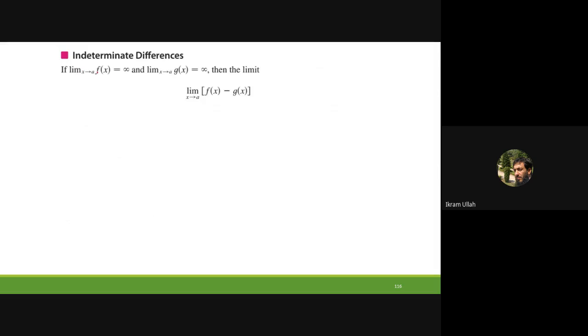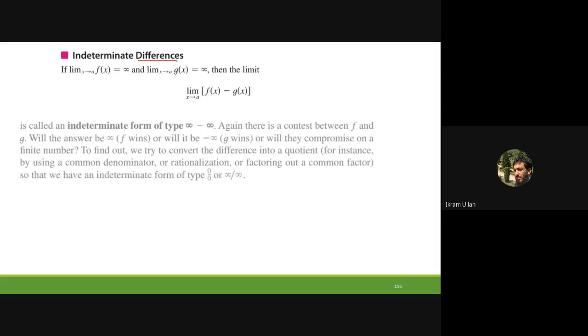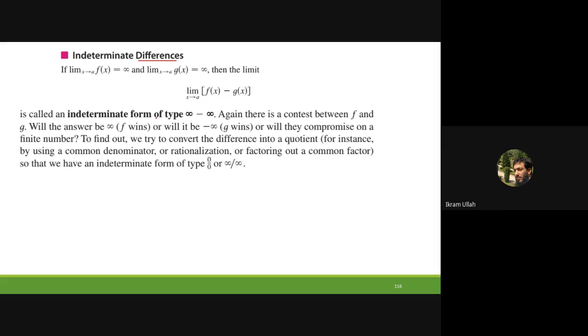If the limit as x approaches a of f of x is infinity and the limit as x approaches a of g of x is infinity, and you have the difference of these two functions, you have to find the limit as x approaches a of f of x minus g of x. It's called the indeterminate form of type infinity minus infinity. So this is another type.